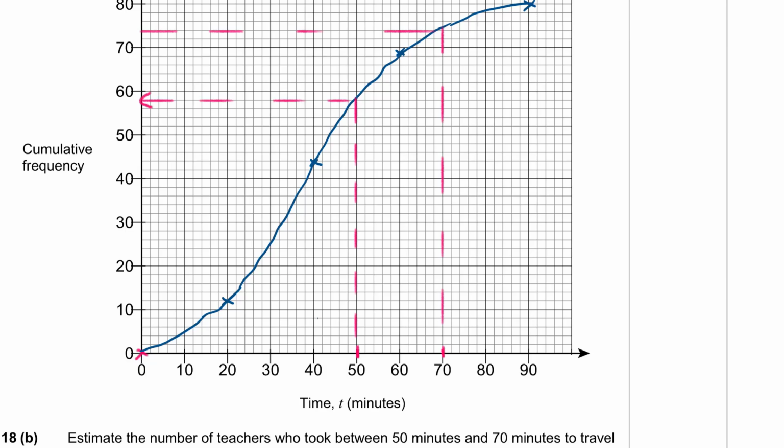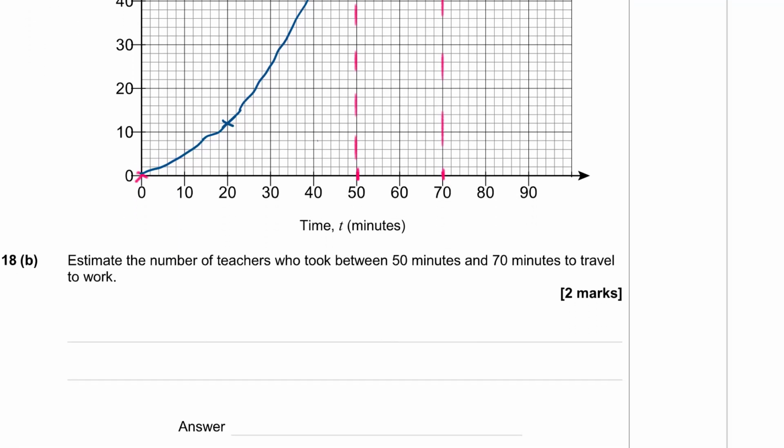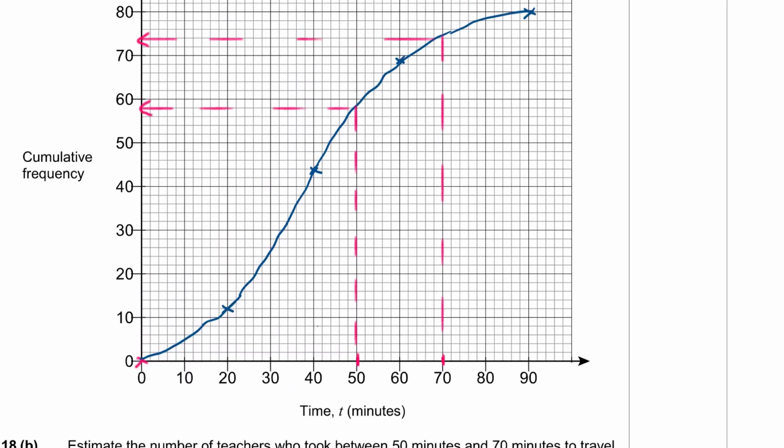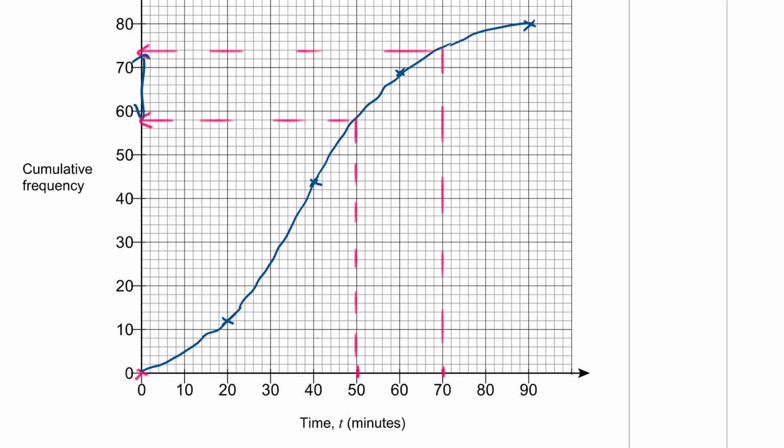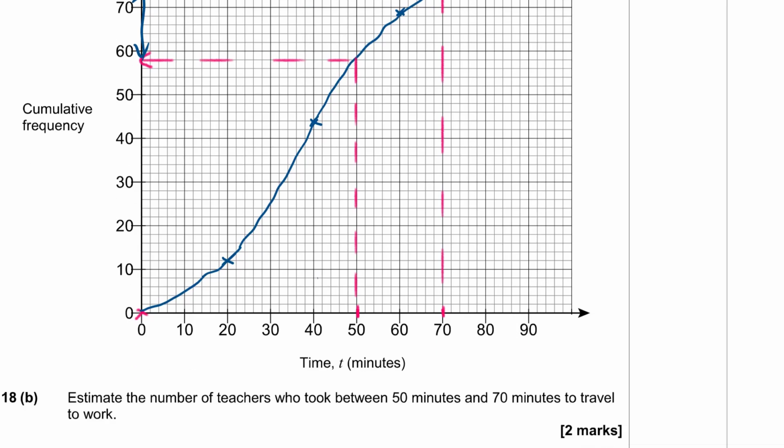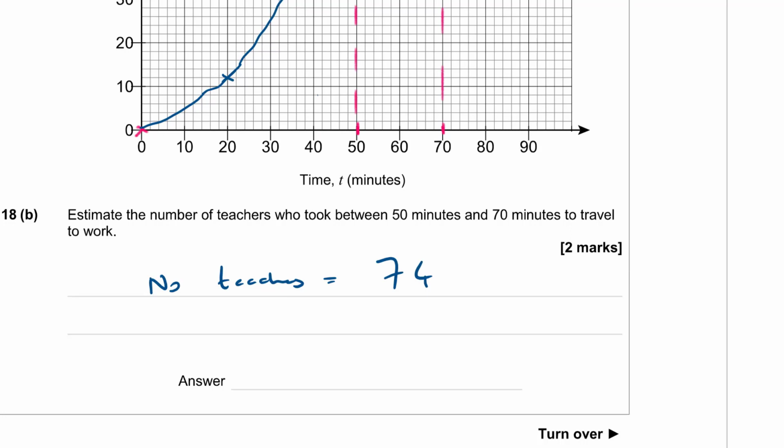Now we can see that we've got values 58 and 74 there. So the number of teachers, it's going to be the distance between the two of those, the distance from there to there. So it's going to be 74 minus 58. Which is, no it's not, it's 16.